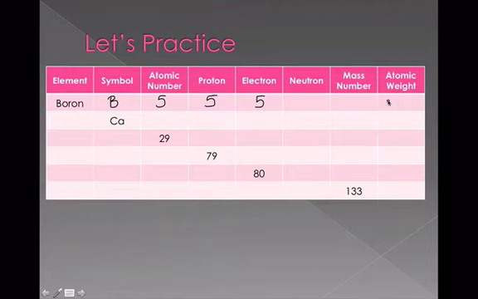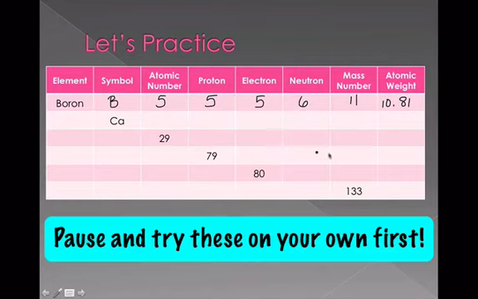The atomic weight is around 10.81. Now, yours could look a little different. It just depends on the periodic table that you're using, but it should be around there, which means your mass number is going to be 11. And then to find the neutrons, 11 minus 5 is 6. So I want you to try the rest of these first before you watch me go through the answers.